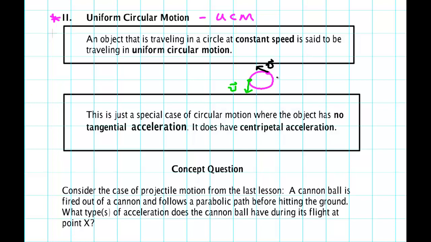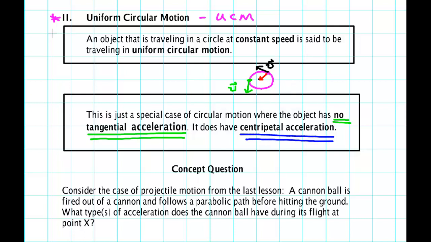It has centripetal acceleration. The type of acceleration it does not have is told to you by moving at constant speed. It has no speed-changing acceleration. So what that tells us is that there is no tangential acceleration. But very important, it does have centripetal acceleration. So if you have this type of problem, you know that there is no tangential component. The total acceleration is just centripetal, and it points to the center of the circle.